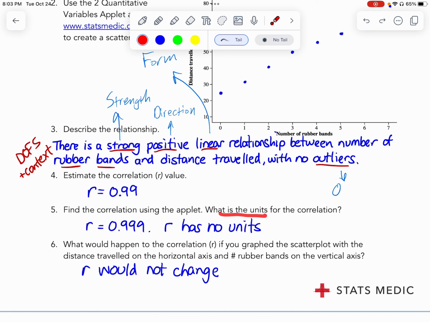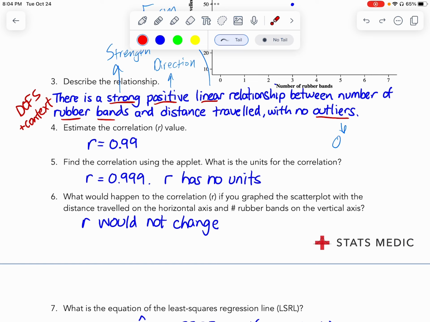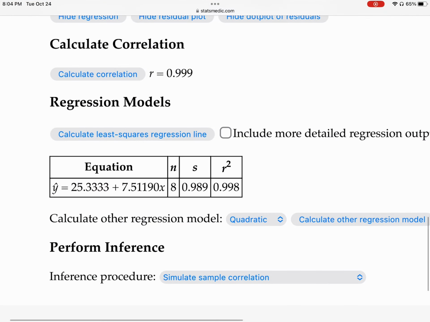Remember, it says what's the units? It's kind of a trick question. R has no units, sucker. All right. It also says what happens if you graph the scatter plot with the distance traveled on the horizontal axis and the rubber bands on the vertical axis. Well, we've done this, and R would not change, but seeing is believing, so let's do this on the TI-84.